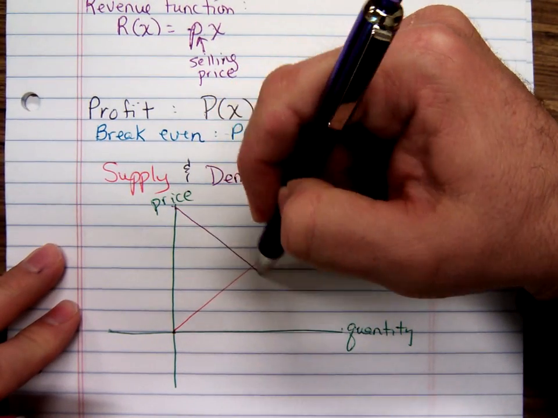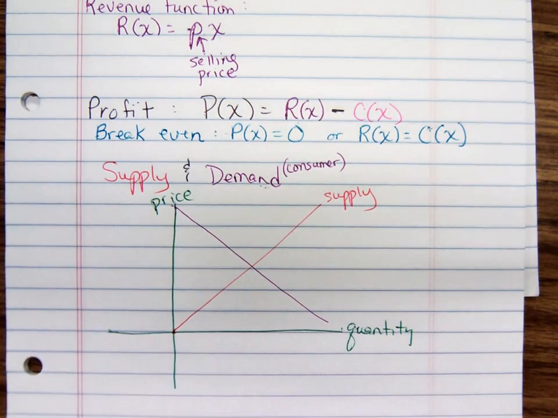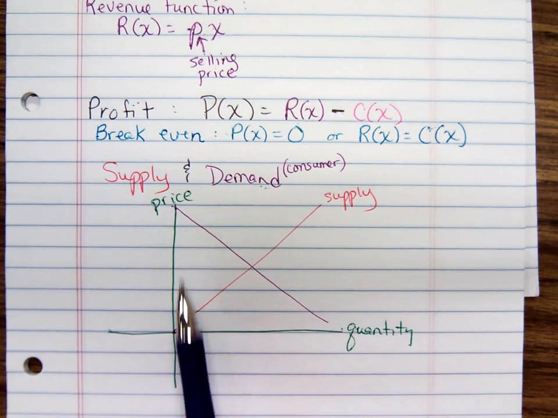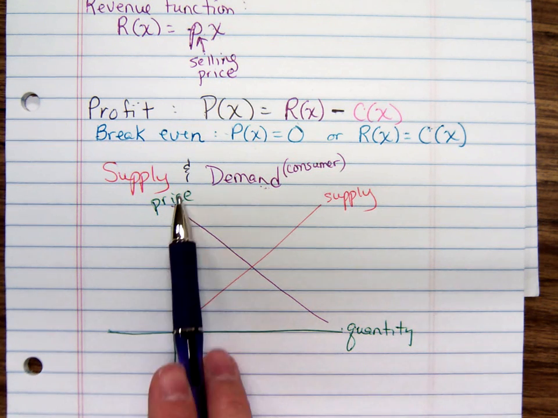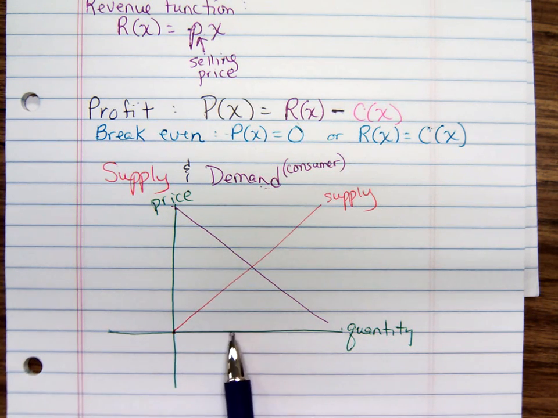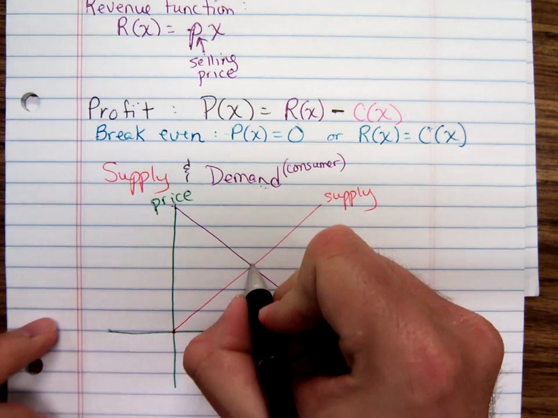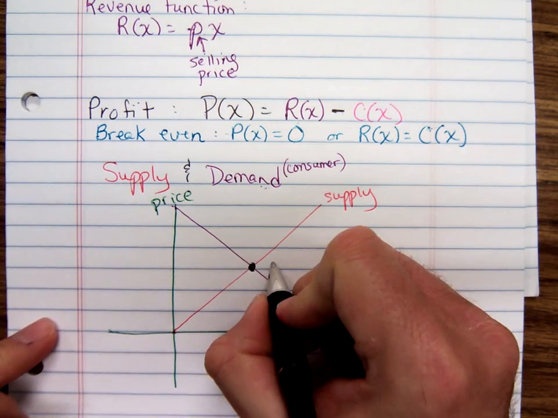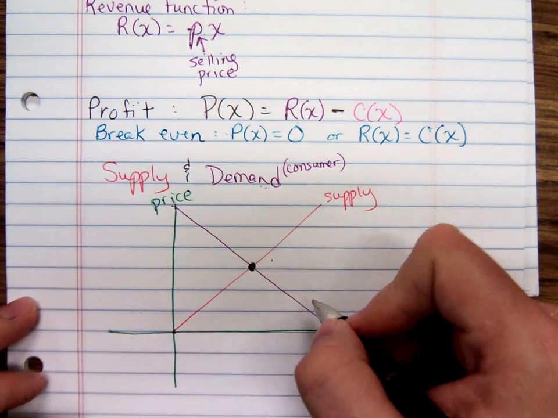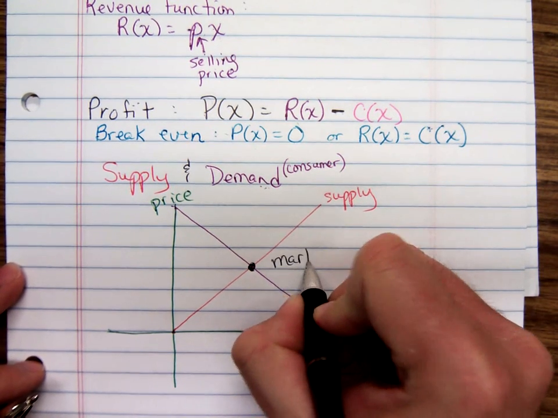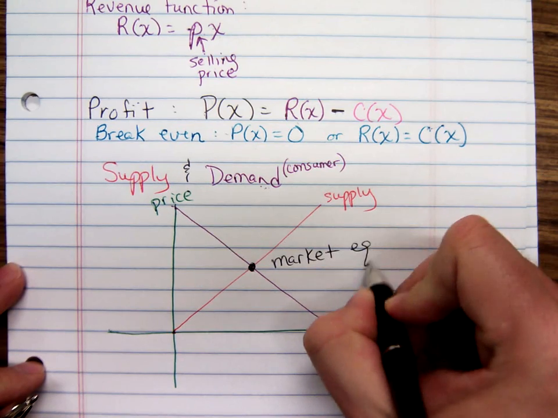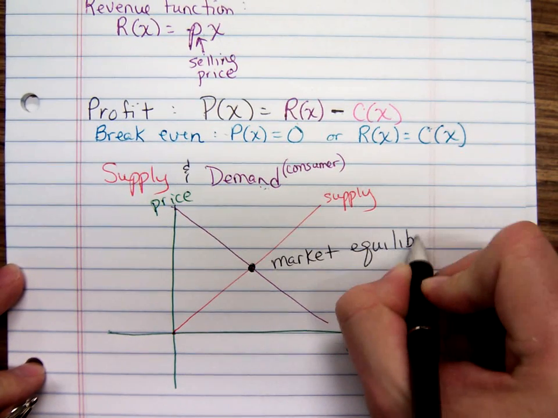The higher the price, the smaller the X value. The lower the price, notice more and more people want to buy it, the cheaper it gets. This point of intersection is referred to as the equilibrium point. Market equilibrium occurs when supply equals demand.